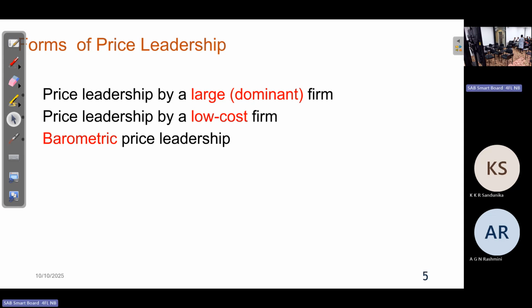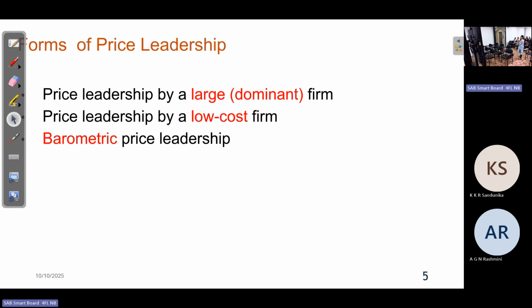SLT, Mobitel. Okay, so it's your homework to check that. Let's suppose Mobitel has the largest market share. Then all others agree that the price leader, the leader of our market, is Mobitel. Whatever price is set by Mobitel, they will follow. Understood? So that is price leadership by a large or dominant firm.